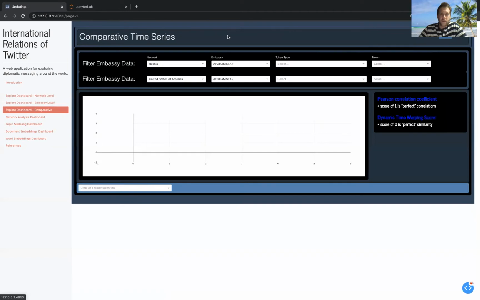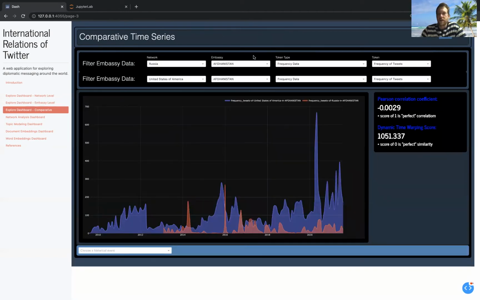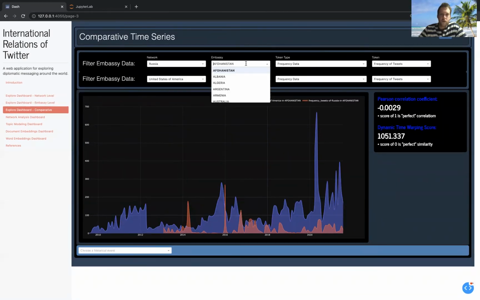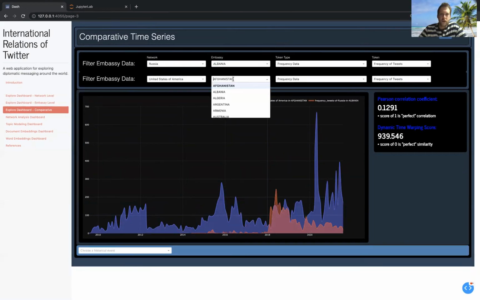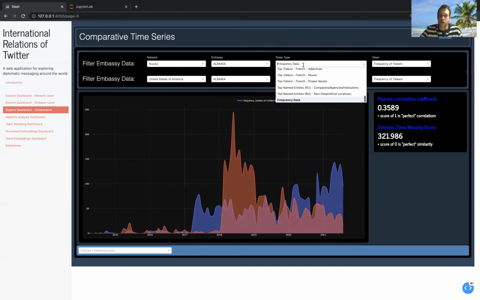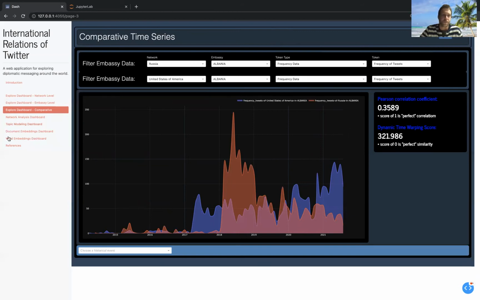We also have our comparative time series, and that allows us to take any of those tokens that we've seen that we got through spaCy and other data mining techniques. We can compare those two. So if I take Albania and Albania, American Albania and Russian Albania, we can have a comparison of how frequently either of those countries tweet. We can look at other features as well.